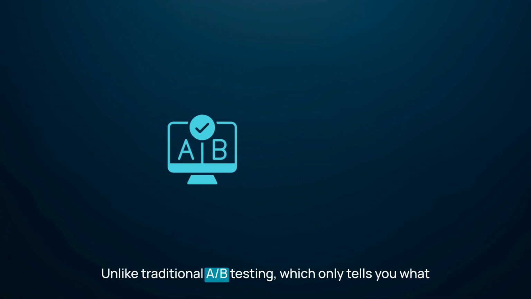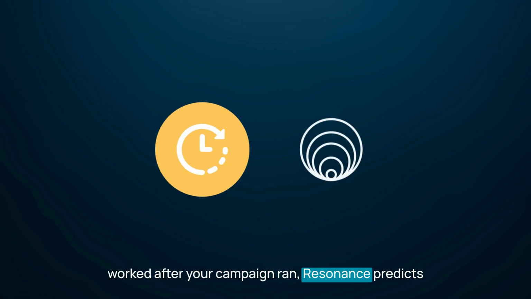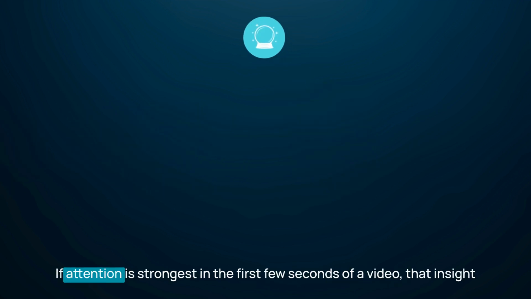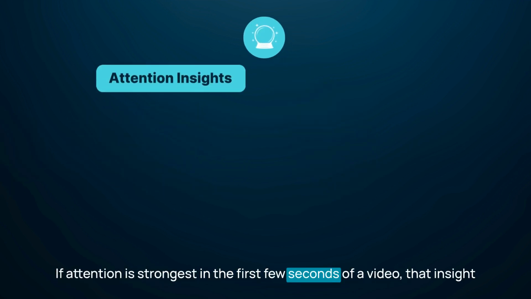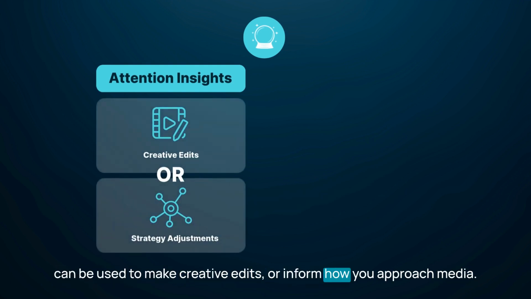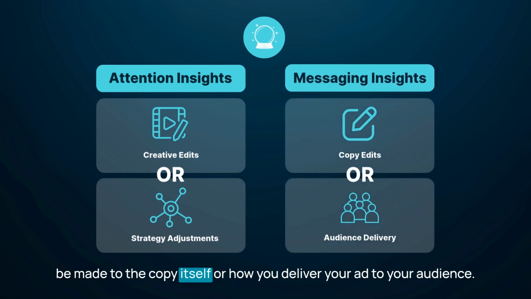Unlike traditional A/B testing, which only tells you what worked after your campaign ran, Resonance predicts performance before it launches. And it tells you why. If attention is strongest in the first few seconds of a video, that insight can be used to make creative edits or inform how you approach media. If messaging clarity or emotional tone need refinements, the edit can be made to the copy itself or how you deliver your ad to your audience.